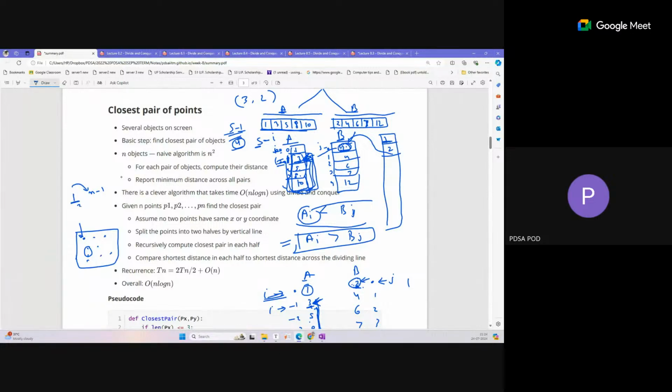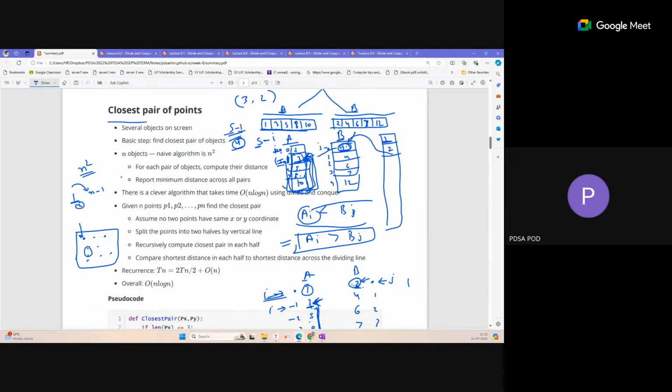Then you can pick the second point and do the same process with the remaining n-1 points. In this way you will get all the combinations of each point, so that becomes n square complexity. That means you are comparing one point to the other n-1, then the second point with the other n-1, and so on. So that means n into n process. Okay, so this is the one naive approach. Now, how can we improve this?